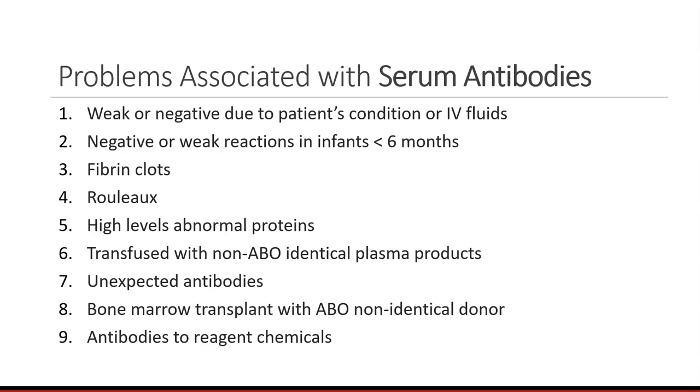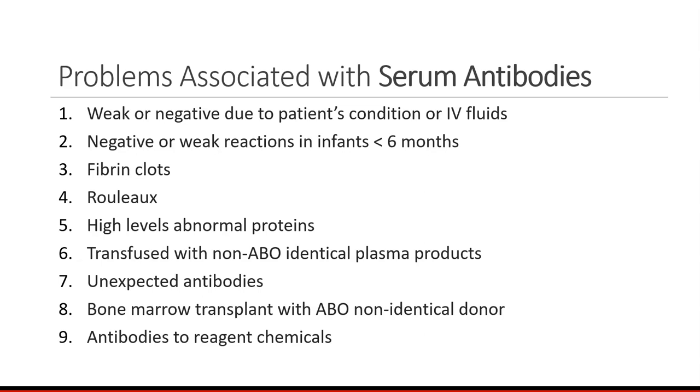Transfused with non-ABO identical plasma products. So let's say somebody messed up and they gave a group A person group O plasma. This could result in the antibodies anti-A and anti-B being present, and when you recollect that sample or collect another one, we could get false positives. It's not really false positives, but the antibody discrepancy is due to the transfusion of antibodies against antigens on their own cells.